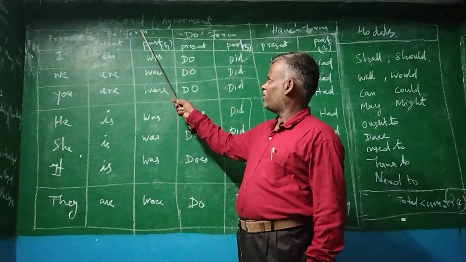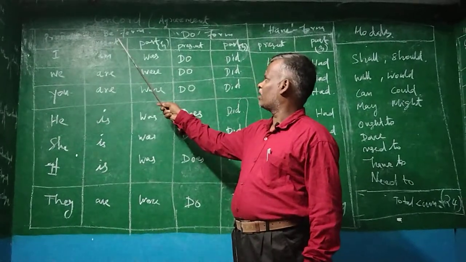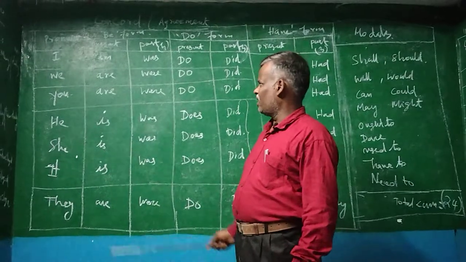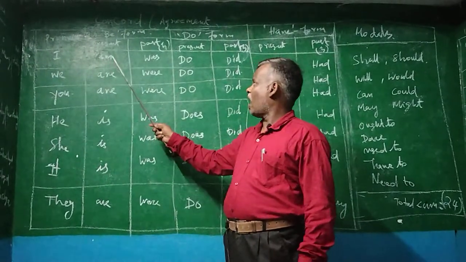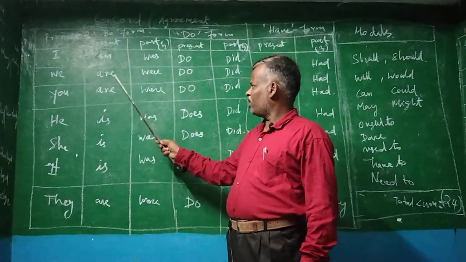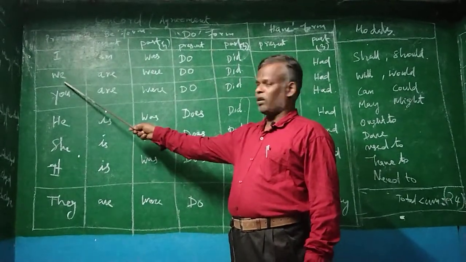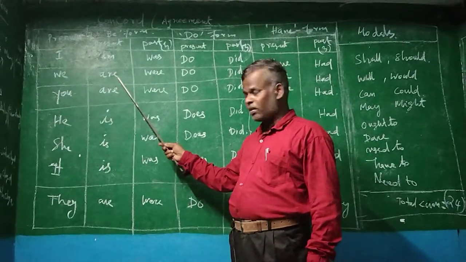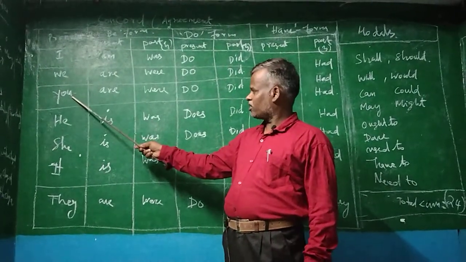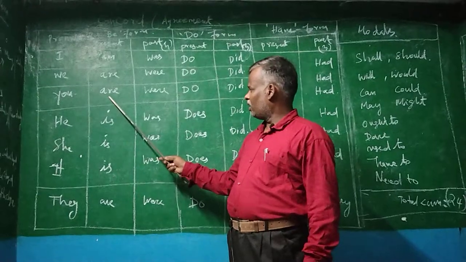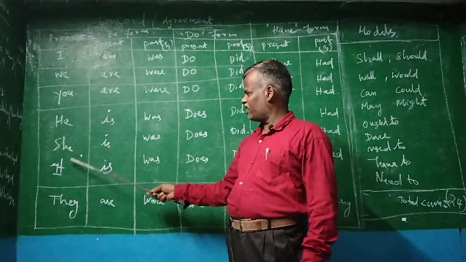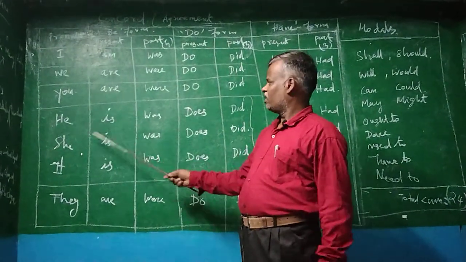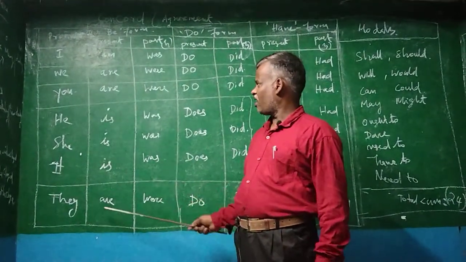In the be form, we have am, is, are, was, were. Am, is, are are present tense. So I is followed by am, and we is followed by are. We is plural and the present tense verb is are, and you is also plural form. I am, he is, she is, it is, they are: present tense.